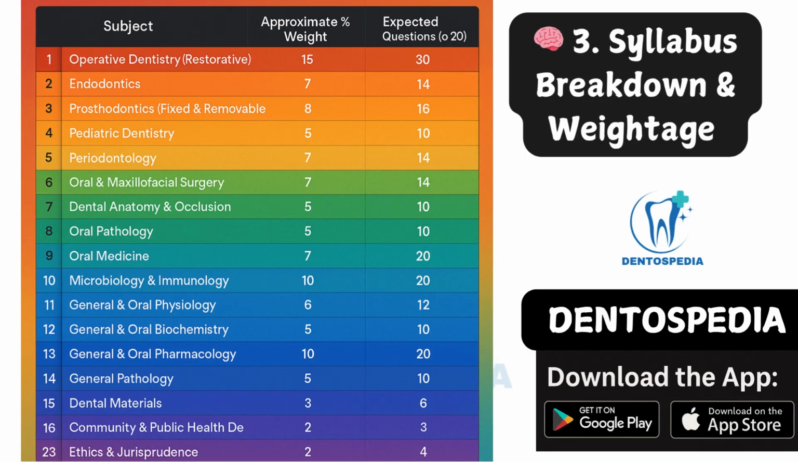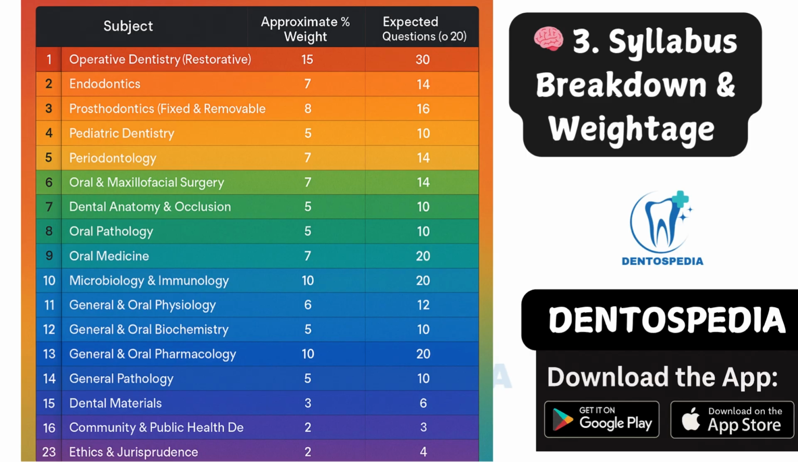This is one of the most important subjects in the AFK, and it demands strong command over cavity preparation, restorations, and materials. Next we have endodontics, prosthodontics, periodontology, and oral surgery, each of them ranging between 7% to 8%, contributing around 14 to 16 questions each. These are high-yield clinical subjects that test practical decision-making. Pediatric dentistry sits at 5%, with about 10 questions, often testing child psychology, pulp therapy, and fluoride use.